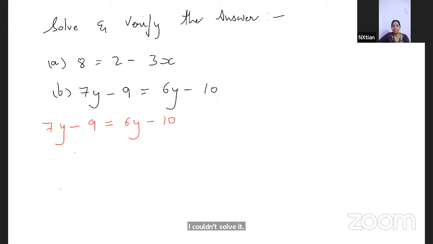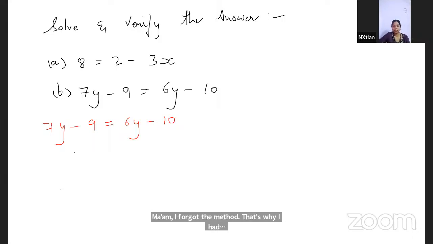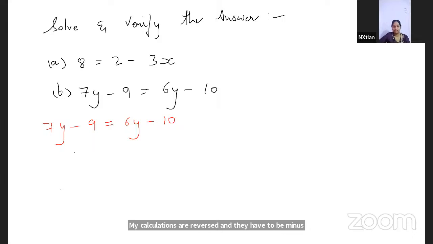Whatever you tried. Let's see now. How are these so tough for others? Edric, it's fine. We are all here to learn. So there's nothing such as right or wrong while we are learning. Ma'am, I forgot the method. That's why I had my calculations reversed. When they had to be minus, they were plus. Okay, it's okay. Abraham, no problem.